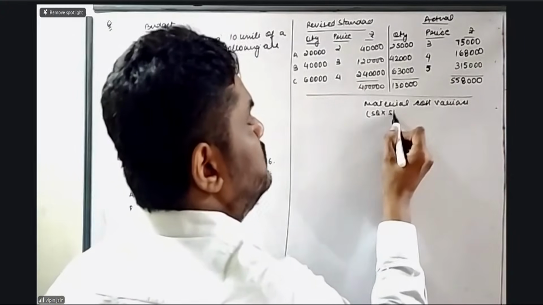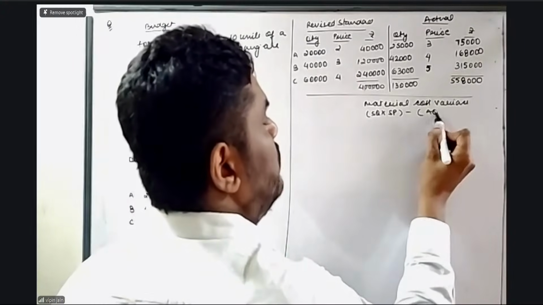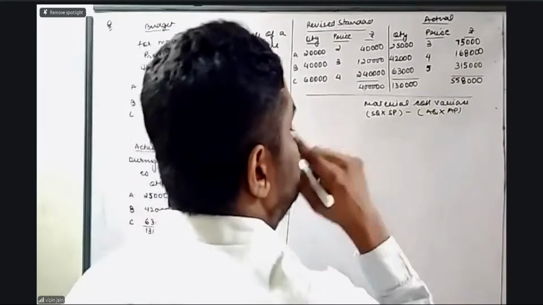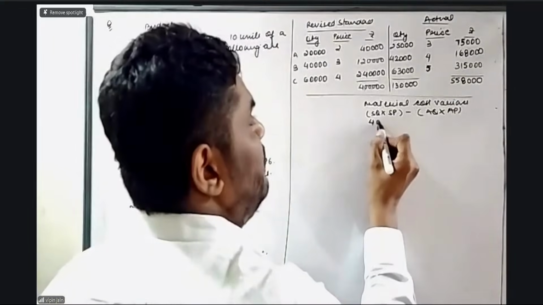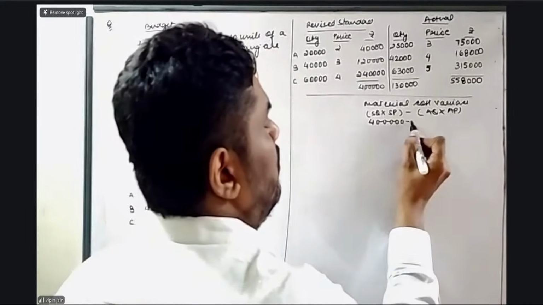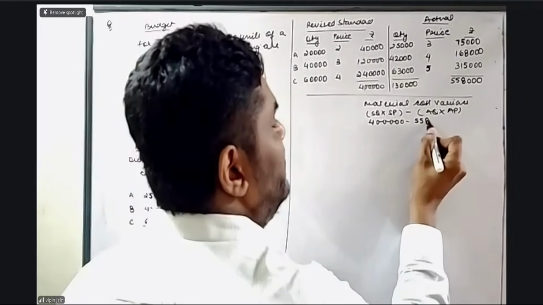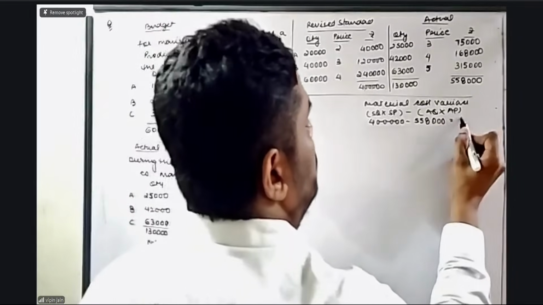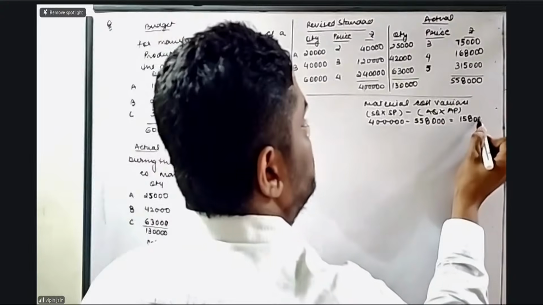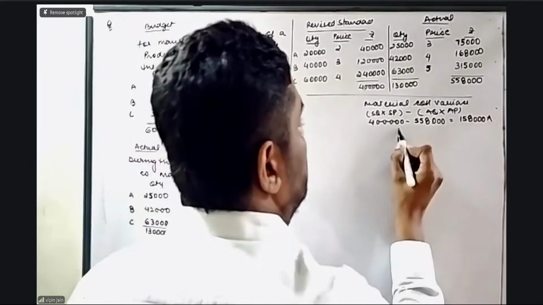Standard quantity into standard price minus actual quantity into actual price. So this will be 4 lakh minus 5 lakh 58,000. So 1 lakh 58,000 adverse.